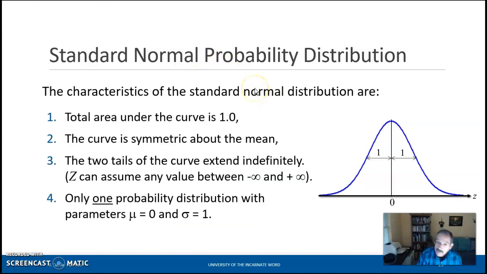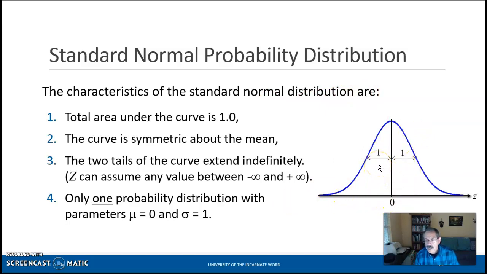All right, the characteristics of the standard normal probability distribution are very similar to that of any member of the family of normal distributions. That means the total area under the curve is 1. The curve is symmetric about the mean. The two tails of the curve extend indefinitely. That means that this will cover values of z-scores all the way to minus infinity on the left, or z-score all the way to plus infinity on the right. And there is only one standard normal distribution with a mean of 0 and a standard deviation of 1.